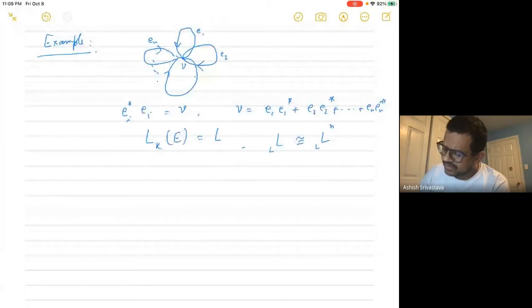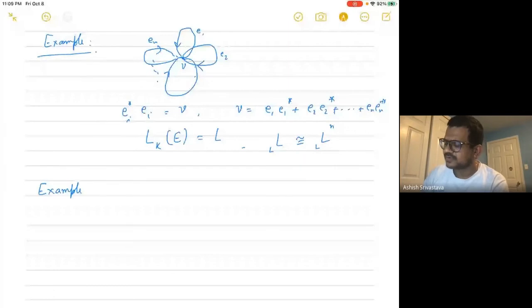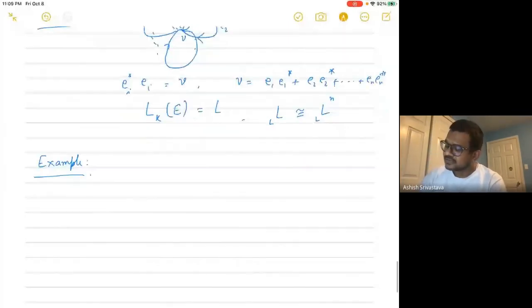Let me give you one more example before I move on to some properties of Leavitt path algebras. Let's take a vertex here, U, and an edge from U to V, okay, and then a loop here. Call this E, call this F.